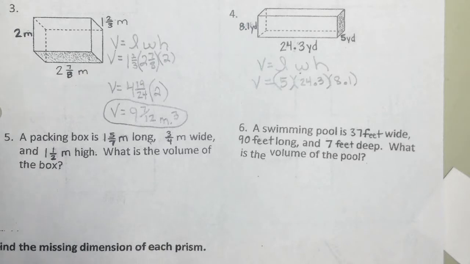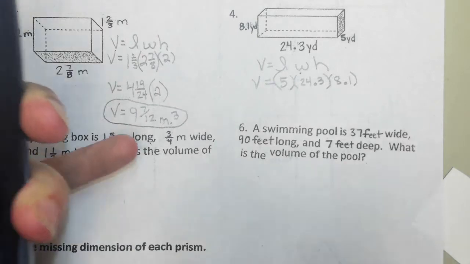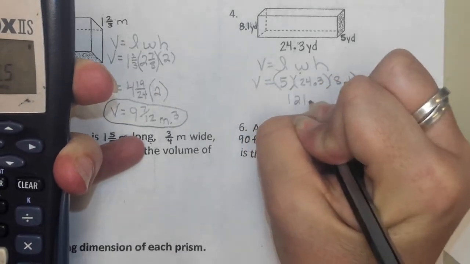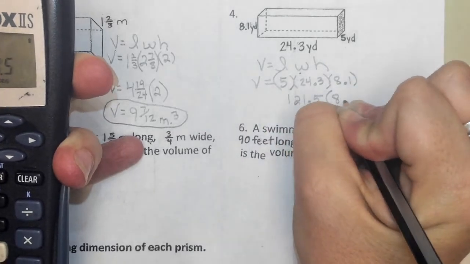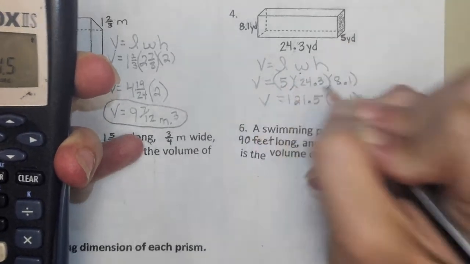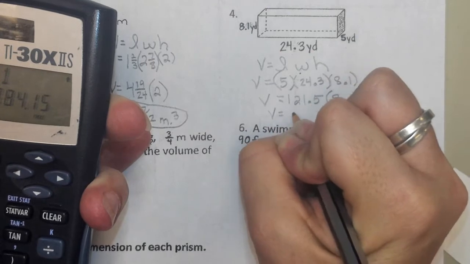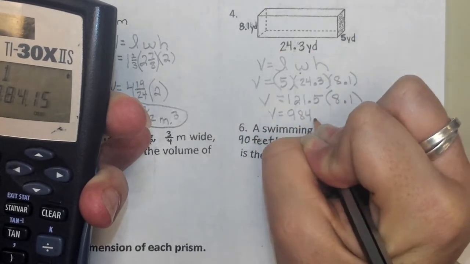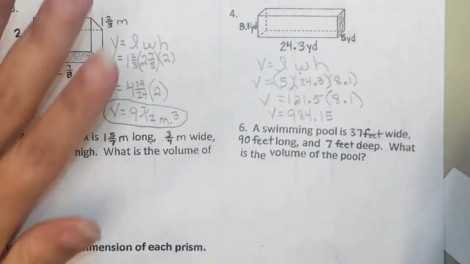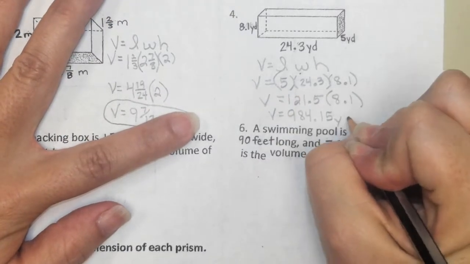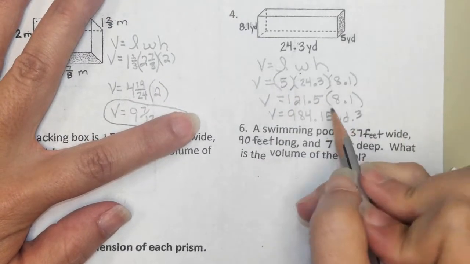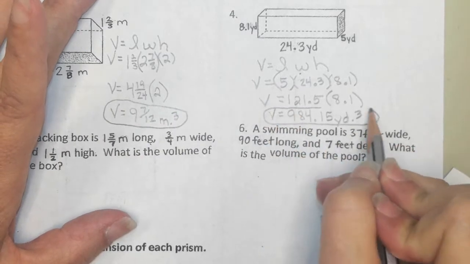Okay, using my handy dandy calculator, I got 24.3 times 5. I got 121.5 times 8.1. 984.15, and it is yards cubed.